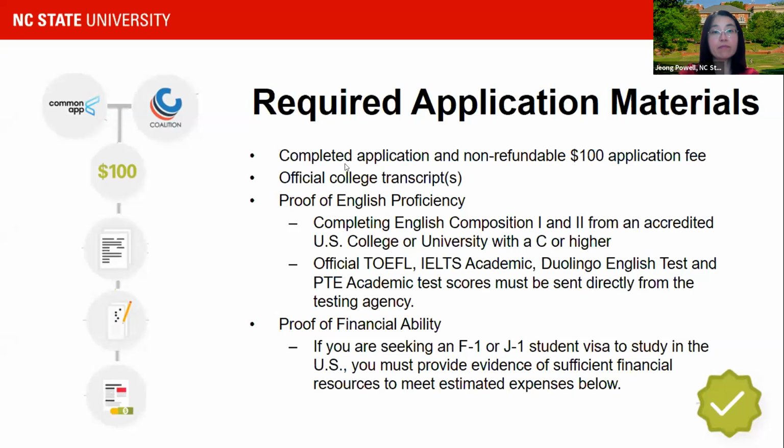Okay, let me talk about required application materials. So first of all, you will apply and complete the application, and then you'll pay a $100 application fee. And then we require official college transcripts from every institution you attended. And proof of English proficiency is required. You have many ways to meet the requirements. If you have English Composition 1 and 2 from different universities and colleges with a C or higher, you will meet the requirements. Also, you can submit TOEFL, IELTS, or Duolingo English tests along with the PTE.